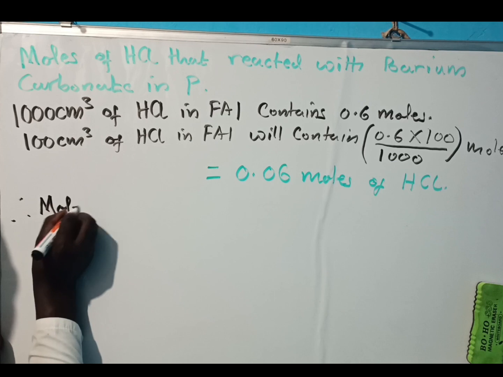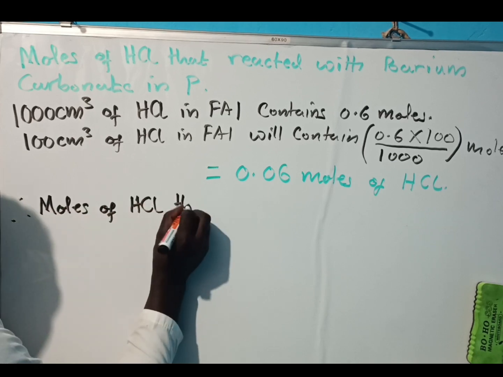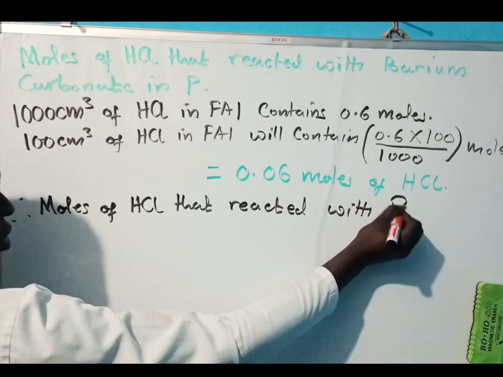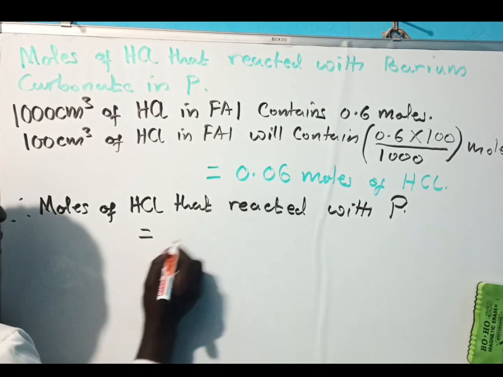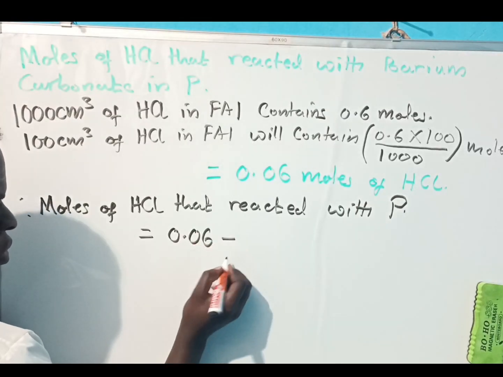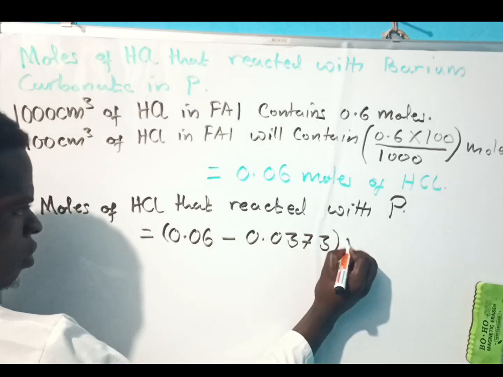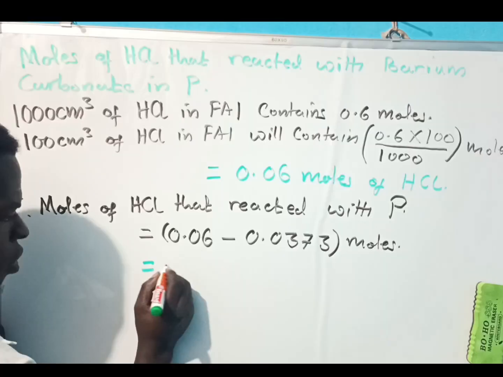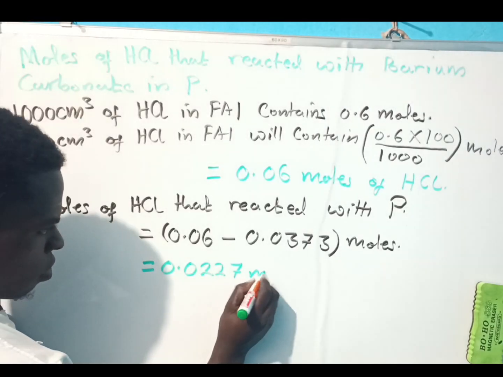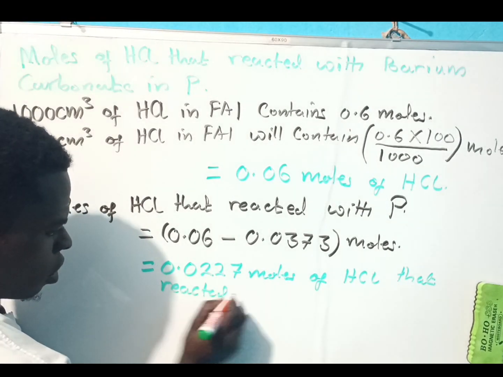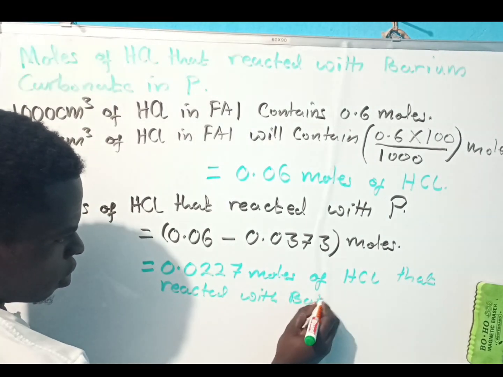Therefore, the number of moles of hydrochloric acid that reacted with P, remember P contains barium carbonate, is equal to 0.06 minus 0.0373 moles, giving 0.0227 moles of hydrochloric acid that reacted with barium carbonate in P.